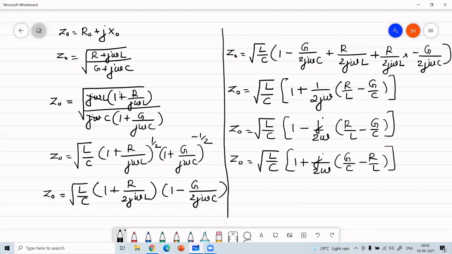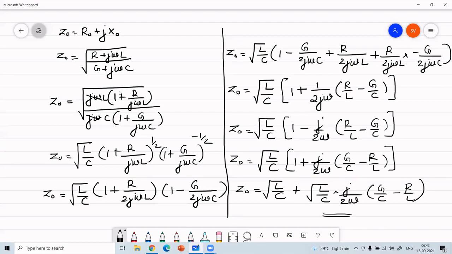Or we can write, let us multiply this root of L by C inside the bracket. So Z0 is equal to root of L by C plus root of L by C into j divided by 2 omega into (G by C minus R by L). This is the expression for the characteristic impedance.